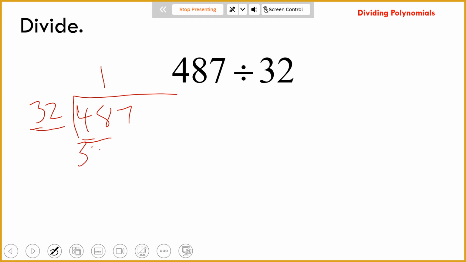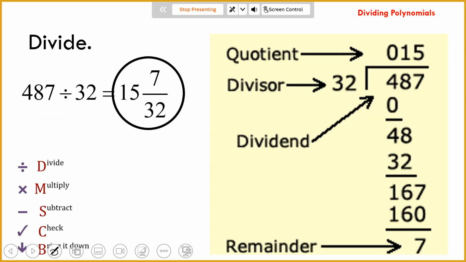1 times 32 is 32. I change the sign, and then I subtract down. And then I bring down the next number, and I ask, how many times can 32 go into 167? Now, we want to maximize the number of times it can go in, but we cannot go over. So I'm going to do some approximations. If I count by 30s, it would be 30, 60, 90, 120, 150. I think if I go up to 6, I'm probably going to be over.